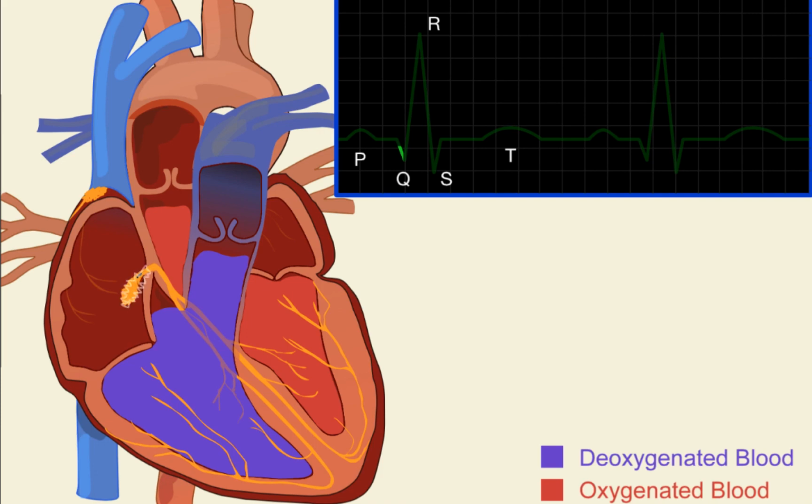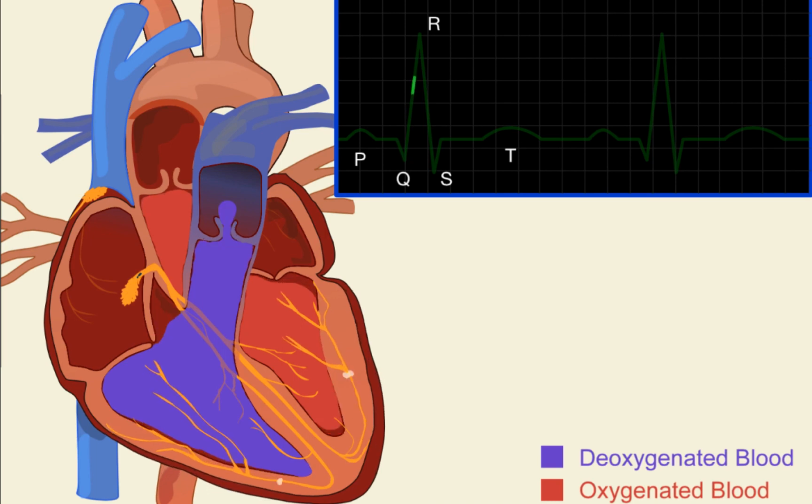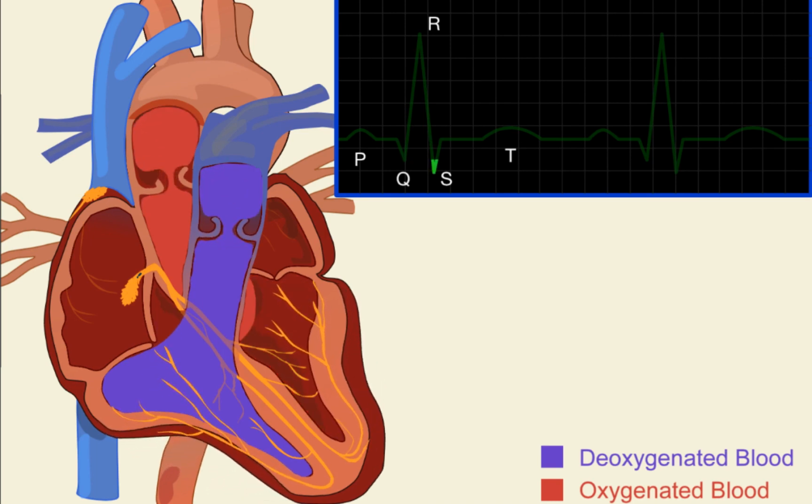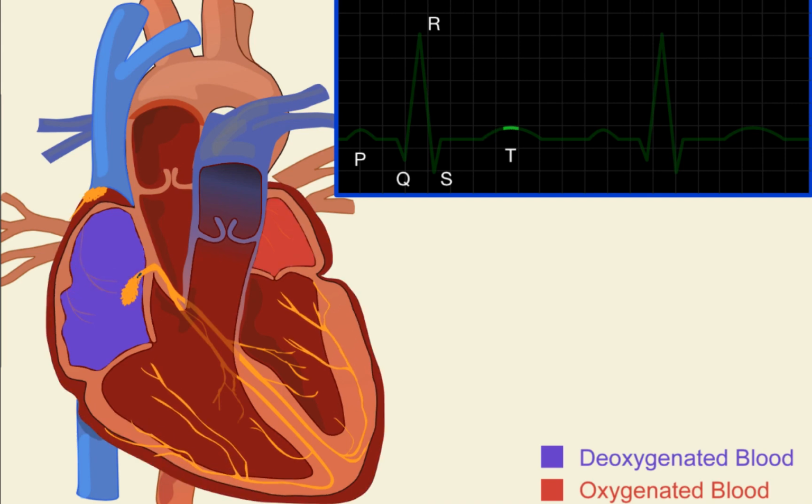At this point, the signal travels through the bundle of His into the bundle of branches. This is represented by the Q wave. And finally, the signal travels through the Purkinje fibers, which causes the ventricles to contract and thus pump blood from the right ventricle into the lungs and from the left ventricle into the rest of the body. This is represented by the R and S wave. The last T wave represents the recovery of the ventricles.